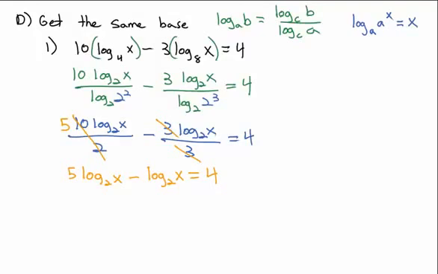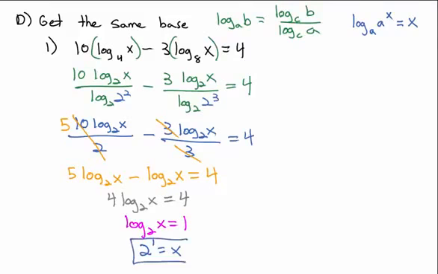We can do this a couple ways. We can make this x to the 5th and then change it to a division problem. Or we can say 5 minus 1 is 4 log base 2 of x, which is equal to 4. And then I'm going to divide both sides by 4, which gives me the log base 2 of x is equal to 1. Now all that's left is to convert this to an exponent. 2 to the first power equals x, or simply 2 equals x.